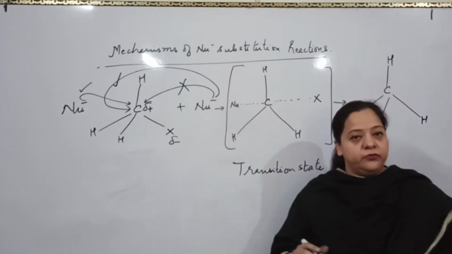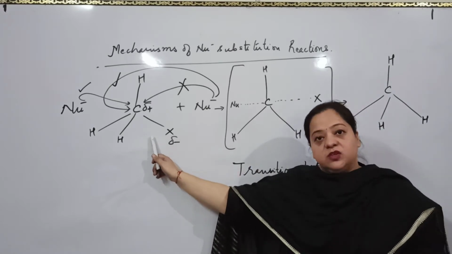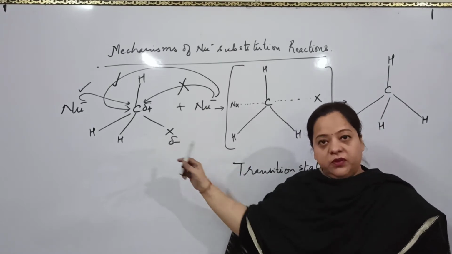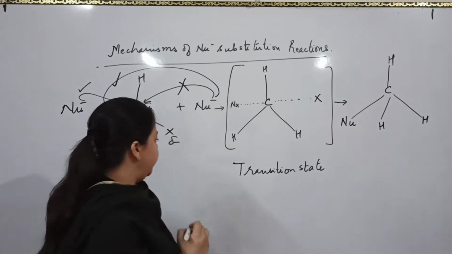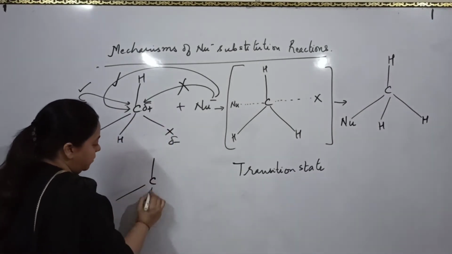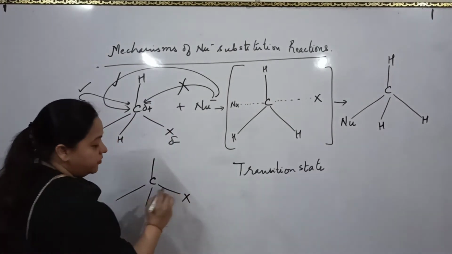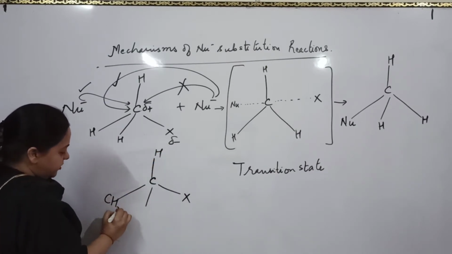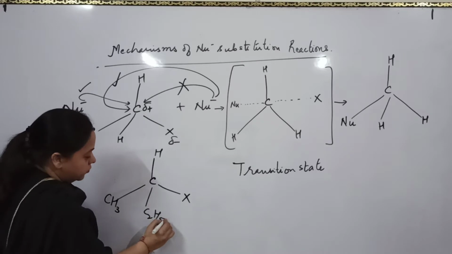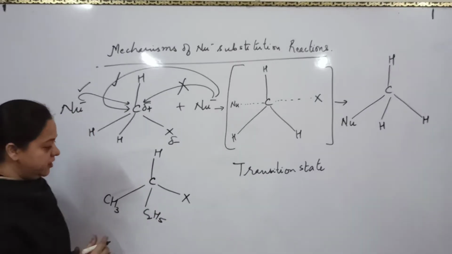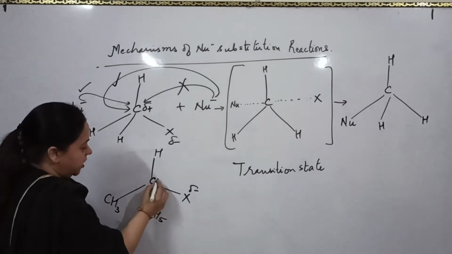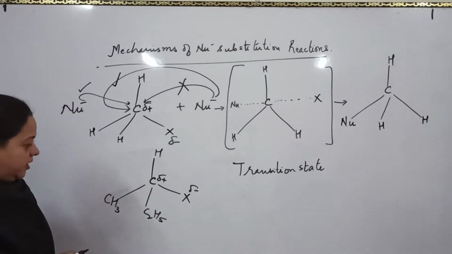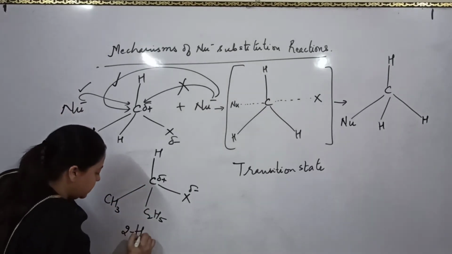And so if this alkyl halide is optically active, alkyl halide means in which all the 4 groups are different. Here we take 1 halogen, 1 hydrogen, 1 CH3, and another is C2H5. This is an optically active halide. Partial negative charge on halogen, partial positive on carbon.